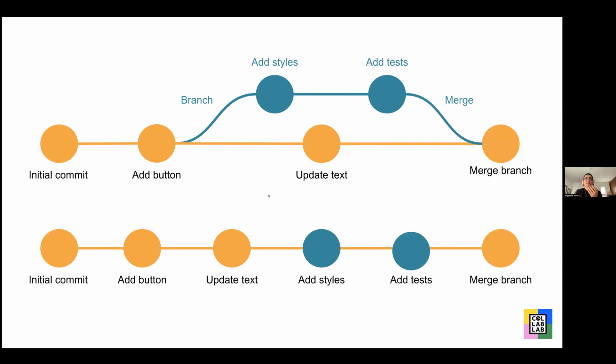And in the end, the Git history will look like the drawing below. So: initial commit, add button, update text, then add styles, add tests, and the merge commit. That's basically what you will do in your career: creating branches, working on something, proposing the change, it will be approved, and your change will go into main. That is how it is going to work. Are we good? All right, perfect.